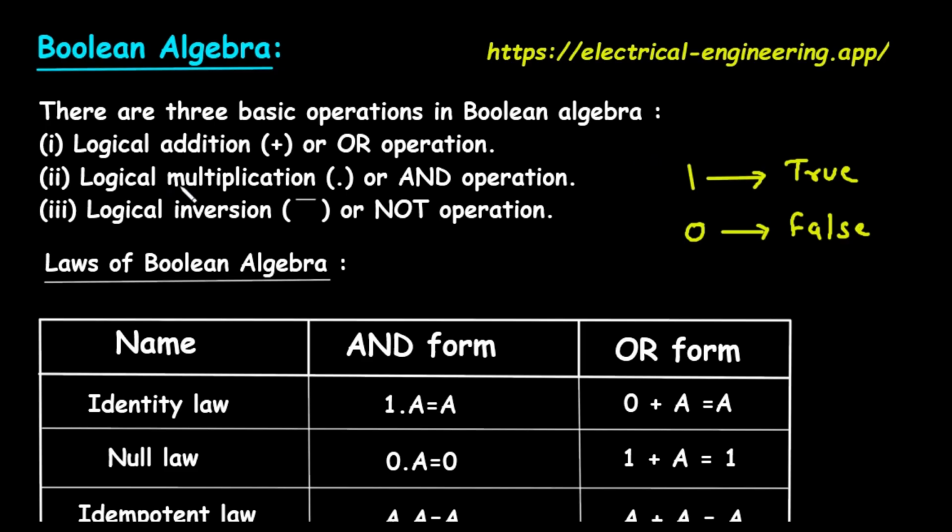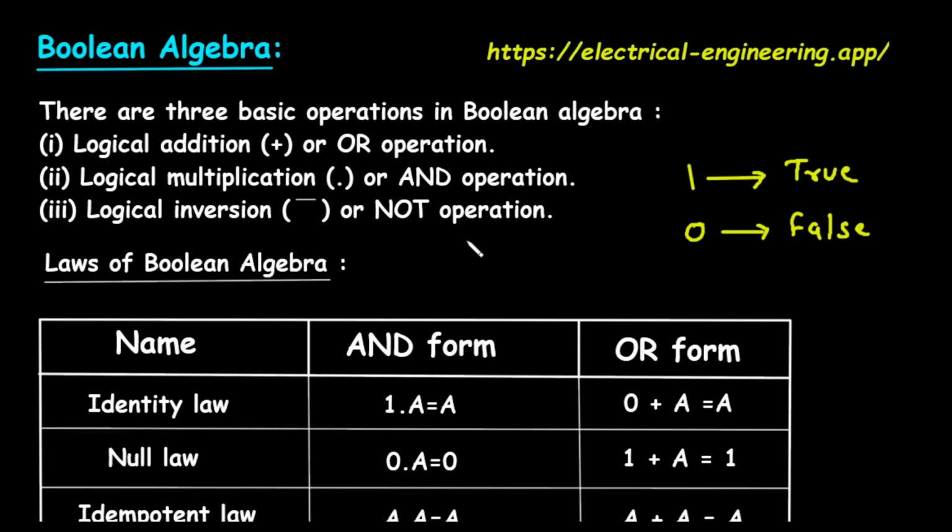Then next is logical multiplication or AND operation. This is the AND operation. It asks, are all of these conditions true? That means for the answer to be true, all the inputs should be true. That is 1, 1.